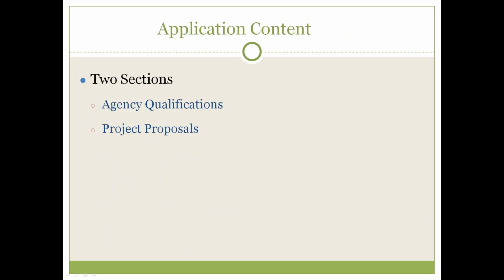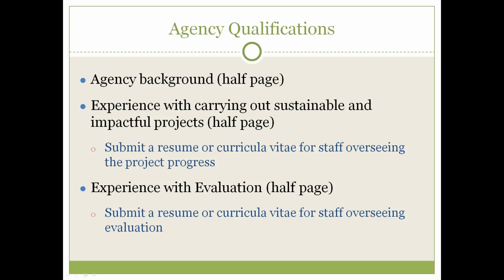So application content consists of 2 sections, agency qualifications and project proposals. The agency qualifications is agency background. You need to demonstrate experience with carrying out sustainable and impactful projects. Submit a resume or CV for the staff overseeing the project progress. And the same goes for experience with evaluation. Make sure you also submit a resume or CV for the staff overseeing evaluation.